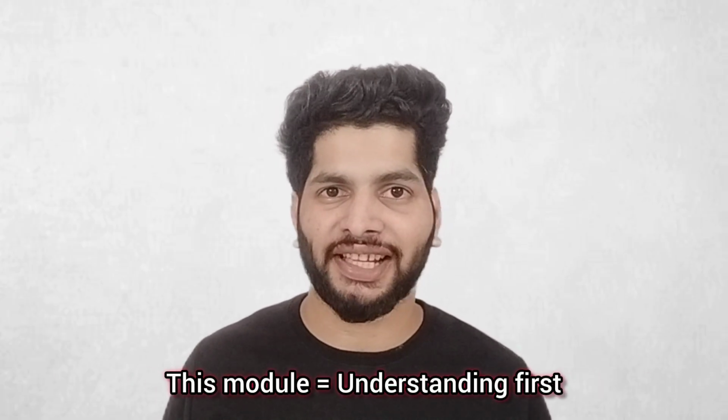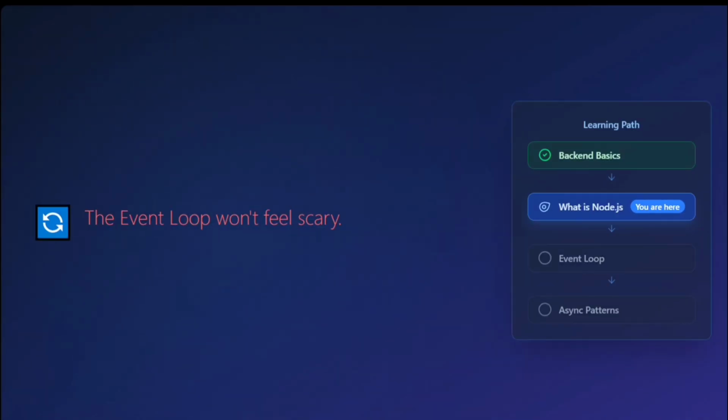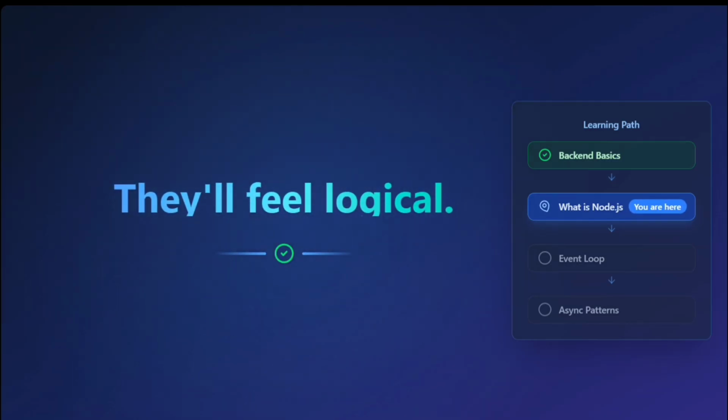So in the last episode, we understood what backend is. Now there is a very natural next question. What exactly is Node.js and why do people even use JavaScript for backend? Once this is clear, truly clear, everything else starts clicking. The event loop won't feel scary, async code won't feel magical, frameworks won't feel overwhelming, they will feel logical. This episode is the foundation for everything that comes next.